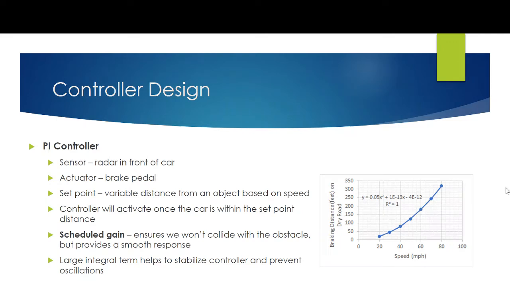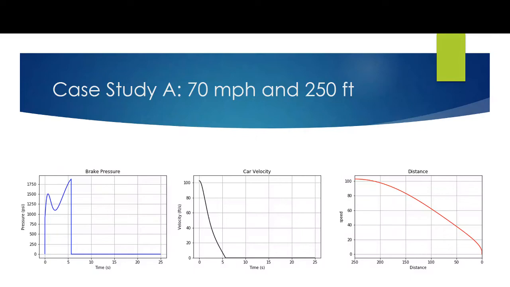As you can see here on the right, we have a line that illustrates your speed and your safe stopping distance on a dry road. As your speed increases, your safe stopping distance will increase. Once you, for a given speed, come within that safe stopping distance, the controller will activate and begin to slow your car. We also implemented some scheduled gain that will allow us to avoid colliding with the obstacle, as well as provide a smooth braking response, and implemented a large integral term that helped to stabilize our controller and eliminate oscillations.